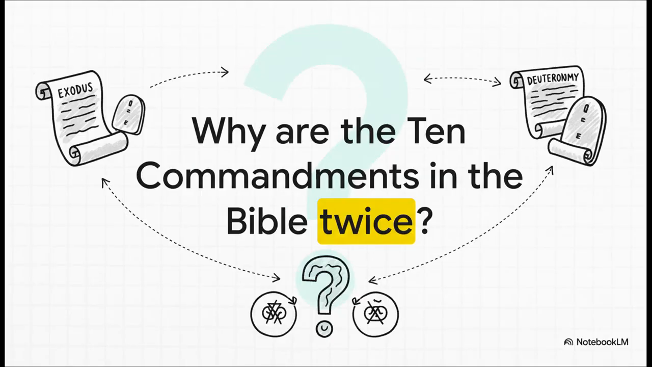So, this is the central mystery we're diving into. The law appears first in the book of Exodus, and then, bam, it shows up again decades later in Deuteronomy. But here's the real kicker. They aren't carbon copies. And that difference, that's not a mistake. It's actually the key to the whole story.